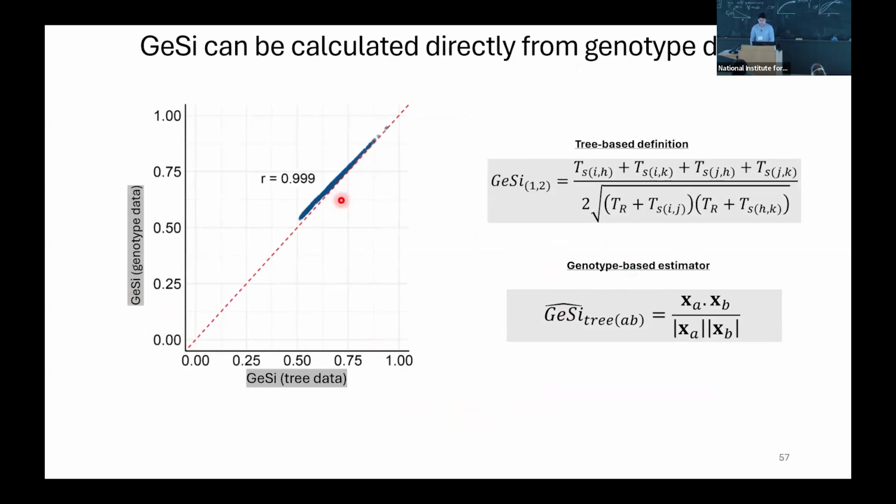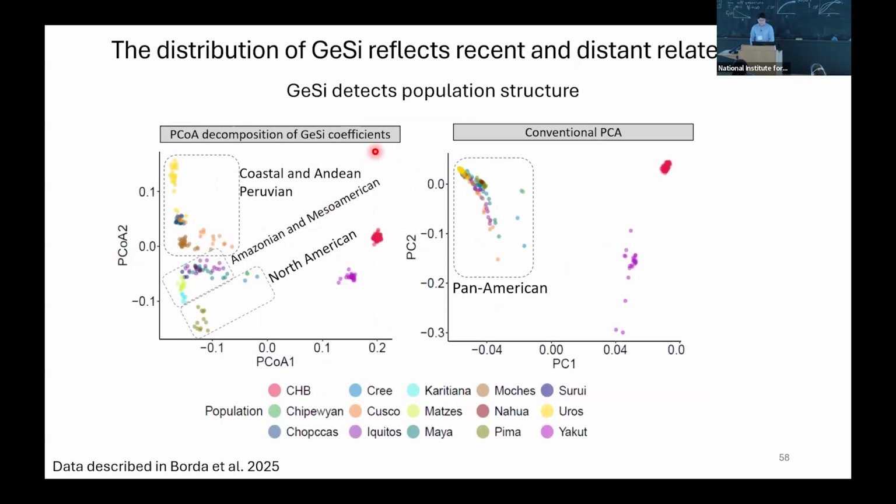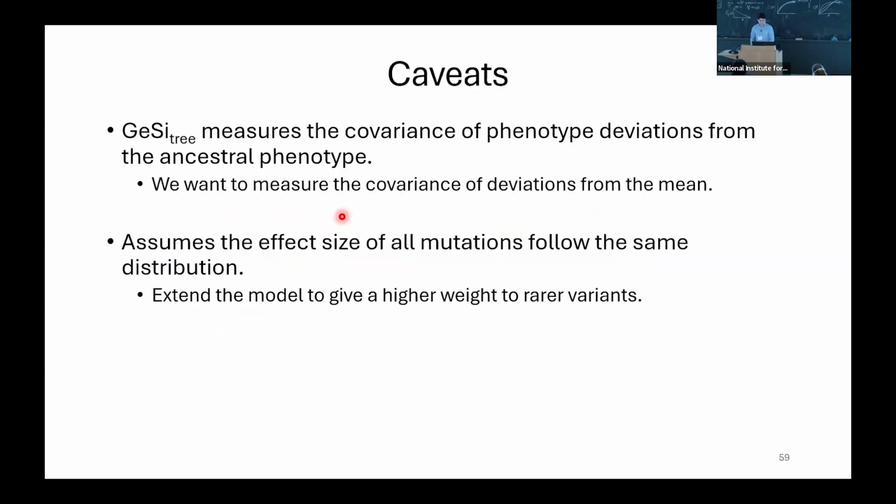We see that the correlation is very high between the true tree data and the genotype-based estimator. And then when I compare the principal coordinates analysis, the composition of the basic coefficients, to the conventional PCA, we see a better separation of these samples from the Peruvian Genome Project, plus some samples from public data sets. Now, to be completely transparent, it didn't always perform so well compared to PCA. Most of the time, it performed similarly. In this particular case, it performed much better than traditional PCA.